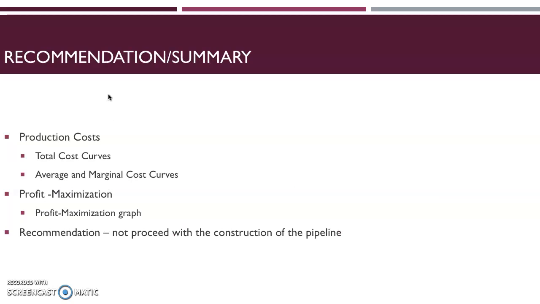To summarize, I talked about production costs to include total cost curves and average and marginal cost curves. I also talked about profit maximization, and I showed a graph of the profit maximization point. My recommendation is to not proceed with the construction of the pipeline, because after you exceed the point in which you are maximizing profits, you are substantially losing money, as we saw in our profit maximization curve.